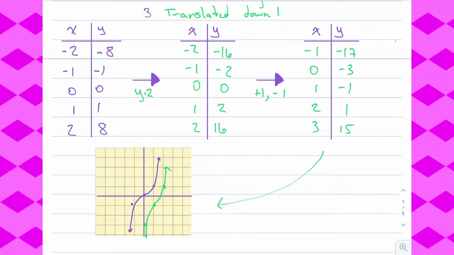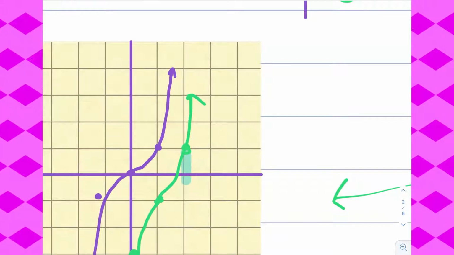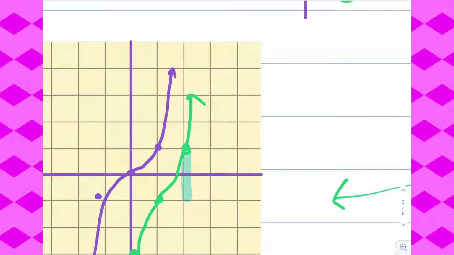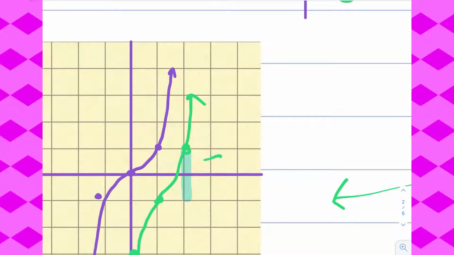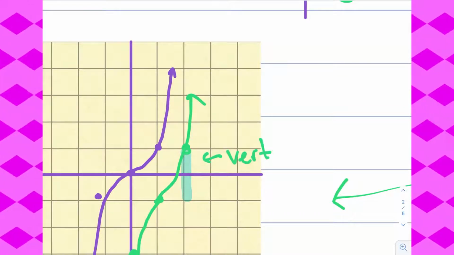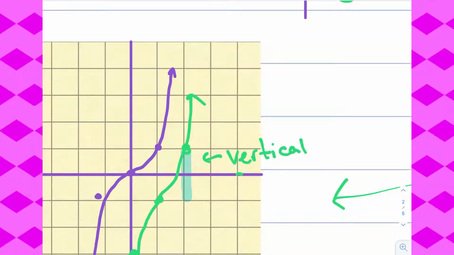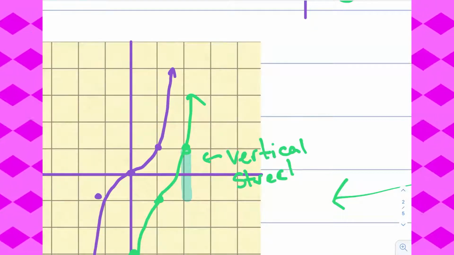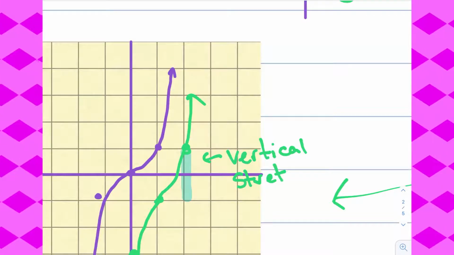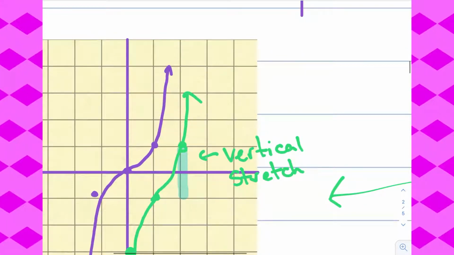One thing you might notice is that it's 2 units from our vertex up to the next one over. Whenever you're looking at a graph, that number, that 2 units, will tell you your vertical stretch. So we can see here that it's a vertical stretch by 2 just by looking at that point.